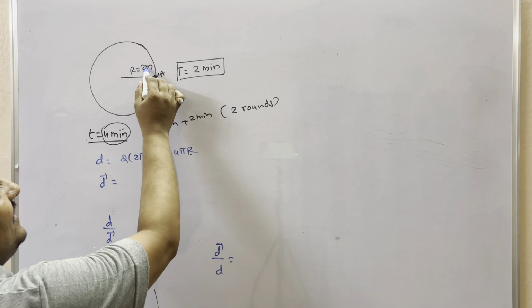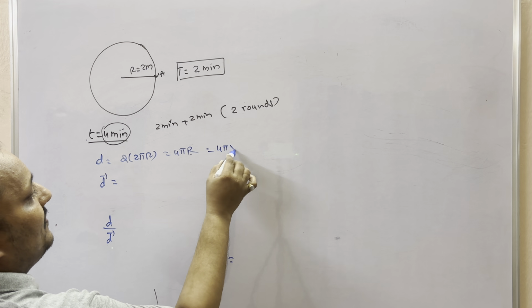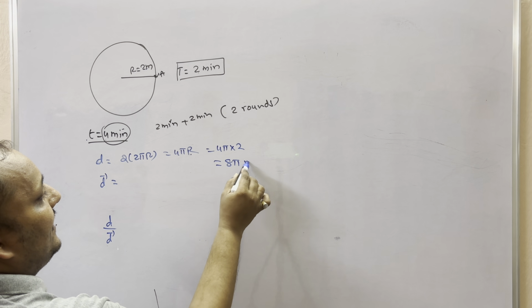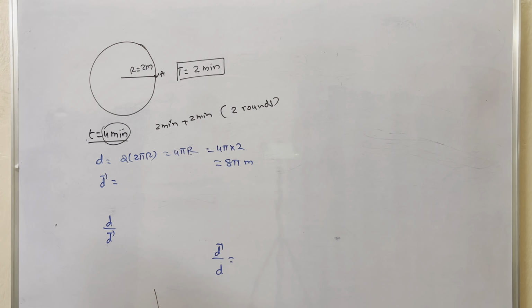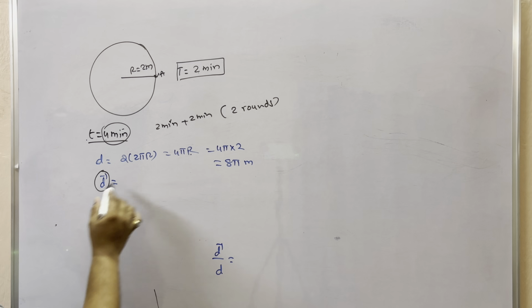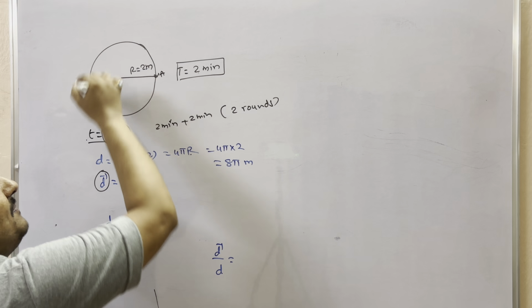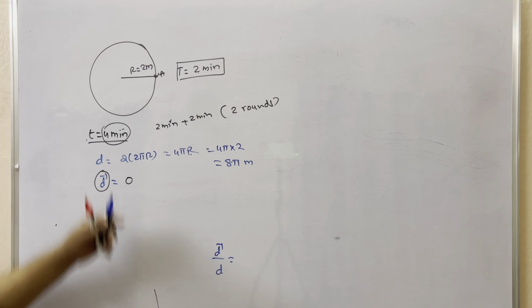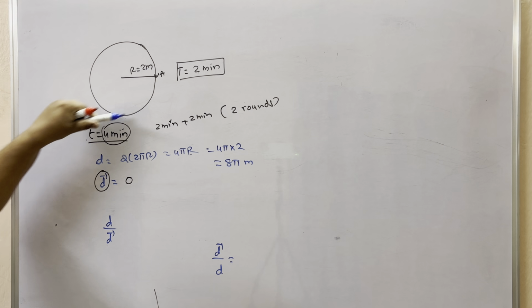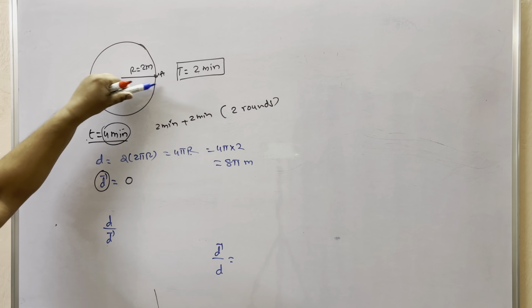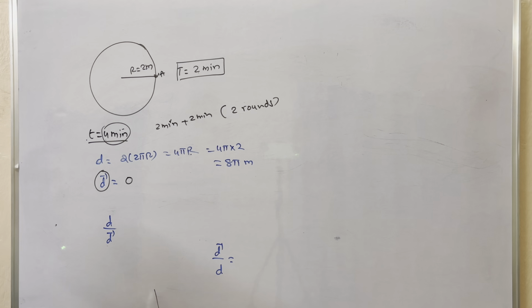What is the r value they gave? 2 meters. So, 4 pi into 2, therefore 8 pi meters. Now what is the displacement? The displacement is 0. Why? Because it is completing two complete circular paths, starting at A, ending at A after 2 minutes, and after another 2 minutes again it is ending at A. Therefore total displacement is 0.